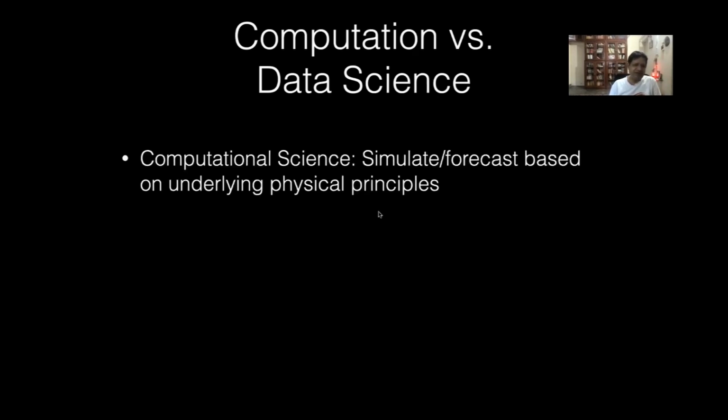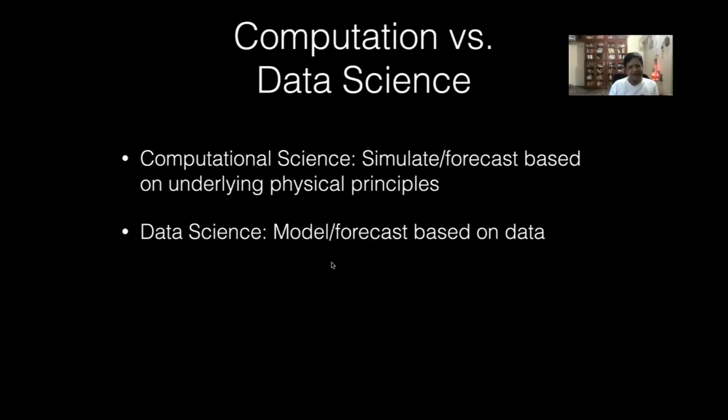Now, there's a new thing called data science now, right? Machine learning is part of data science. So what's the difference between computation and data science? Though we are focusing on computation in this course, we should know the difference. Computation is to simulate and forecast based on underlying physical principles. One example is predicting the occurrence of rain. That can be done by simulating the velocity field, humidity, temperature, and making a forecast. But you start with physical principles.